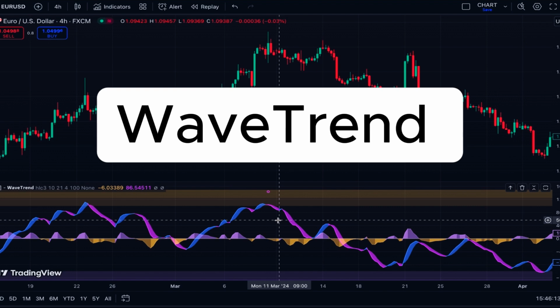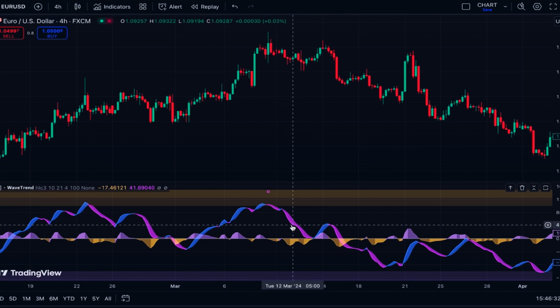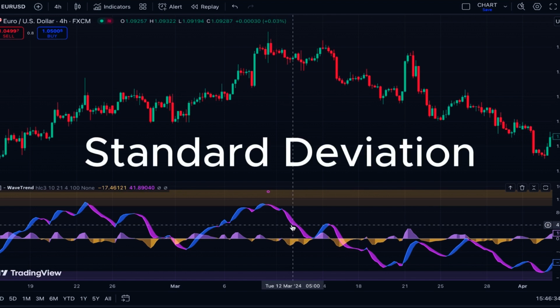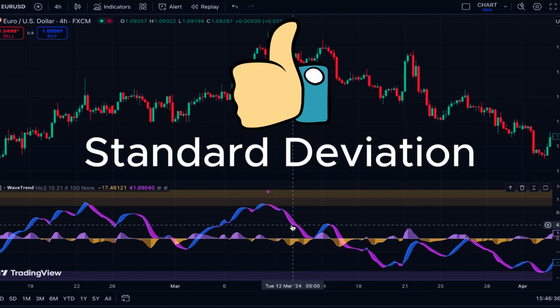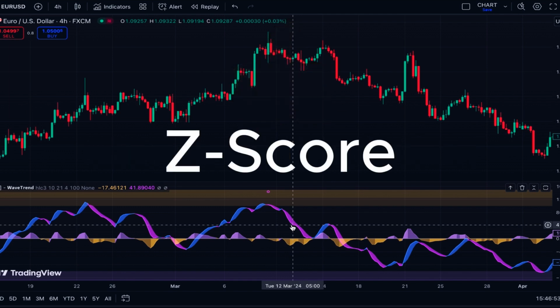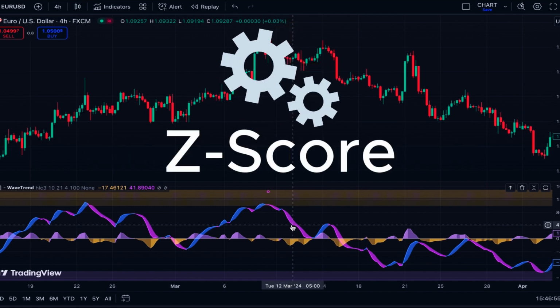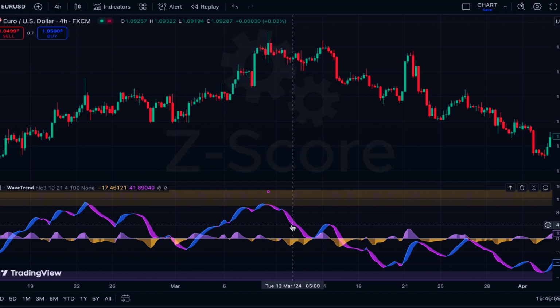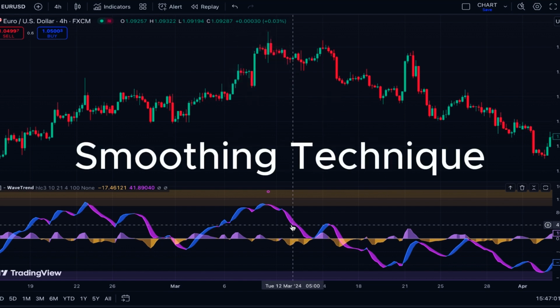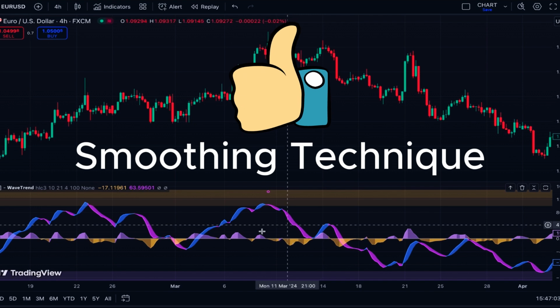This indicator is a modified and improved version of wave trend indicator, which is a very popular indicator, especially for identifying overbought and oversold conditions in the market. In this new version, for the estimation factor, it uses the standard deviation of the price, which makes it more dynamic and accurate, and also z-score calculations are applied, which is a statistical method for better and more accurate results. And finally, a smoothing technique is applied to generate this wave trend oscillator that you see here on this chart.